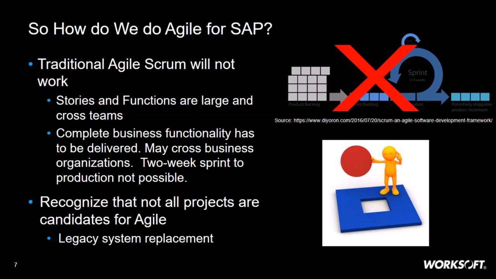In SAP, that's really not workable because that unit of functionality, the stories, those functions, are much, much larger. And so it's not really something that can be done in that 2 to 4 week time span. The other is that we have to deliver complete business functionality. It's not as though you can go live with some parts of finance but not others. There are certain key components that absolutely have to be there in order for that functionality to work for the business, to actually run the business. So that functionality might span business organizations, and that 2 week sprint just really isn't possible.